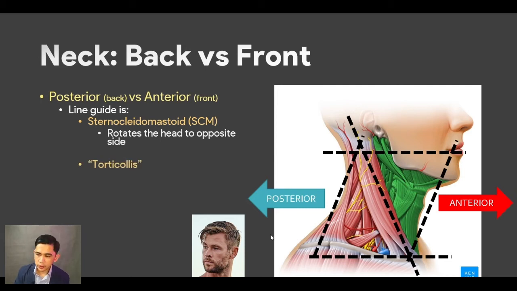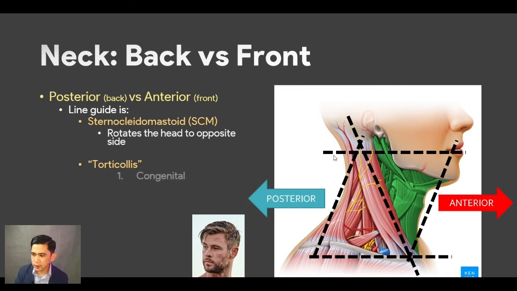Now, let's talk about torticollis. Torticollis is a pathology of the sternocleidomastoid muscle. When your sternocleidomastoid muscle becomes so hypertrophic, so enlarged on one side and the other one is weak, there will be net movement of the head on one side. Or when you have a very small or absent sternocleidomastoid on one side and you have a normal one on the other side, then that side will actually move the head on one side.